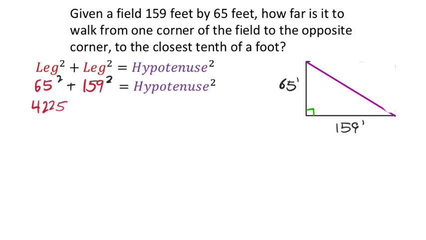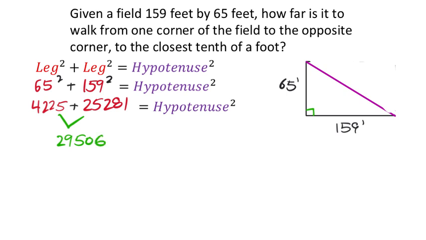4,225. And 159 squared is 25,281. Fairly large numbers, but we can still deal with those. So again, this is going to be the hypotenuse as a square. And then we can add these two together, which is going to give us 29,506. Well, this is the hypotenuse as a square.